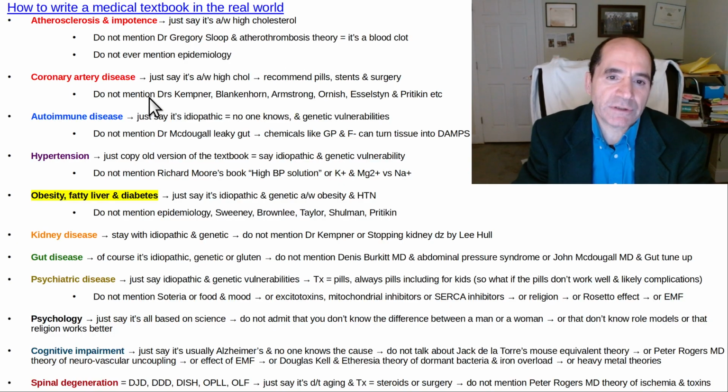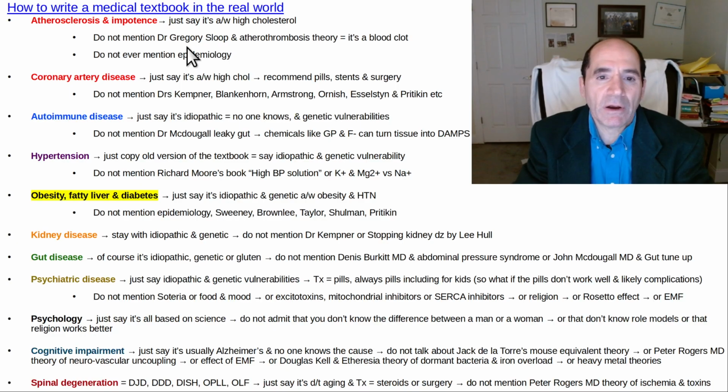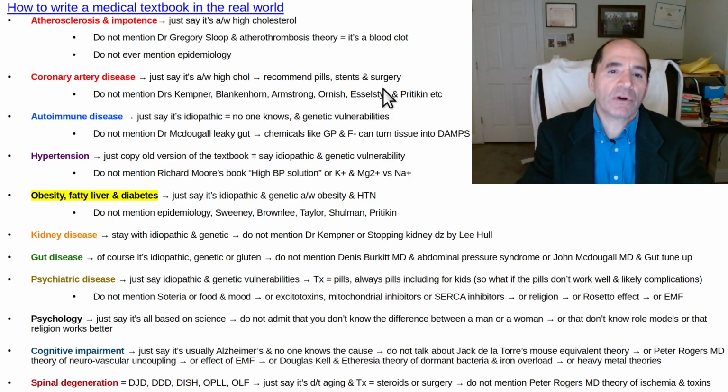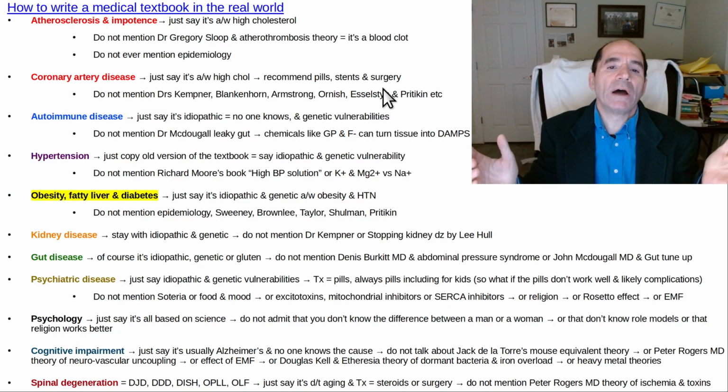Coronary artery disease, heart disease, you know, atherosclerosis accumulates in the coronaries. By the way, atherosclerosis causes impotence. All right, it's one of the most common causes. Just say it's due to high cholesterol again. Recommend pills, stents, and surgery. The reason why in every single chapter of the book they usually say they don't know the cause of the disease is that when you don't know the cause, the natural thing to do is just give the patient a pill.